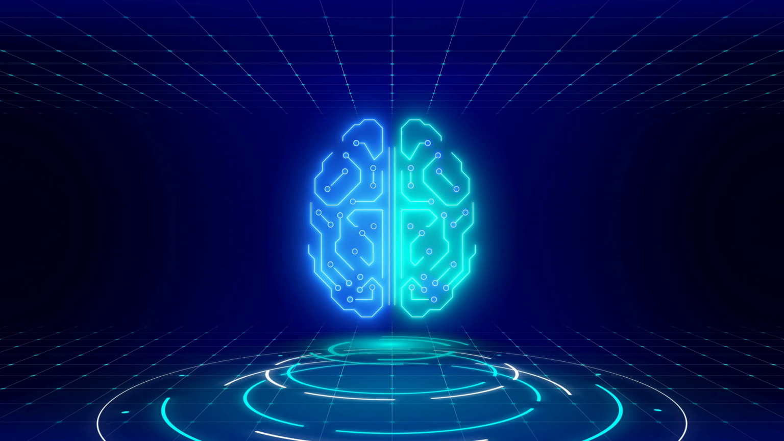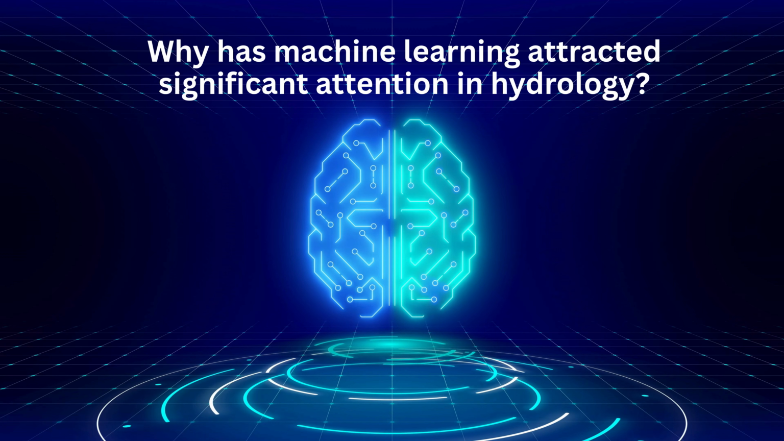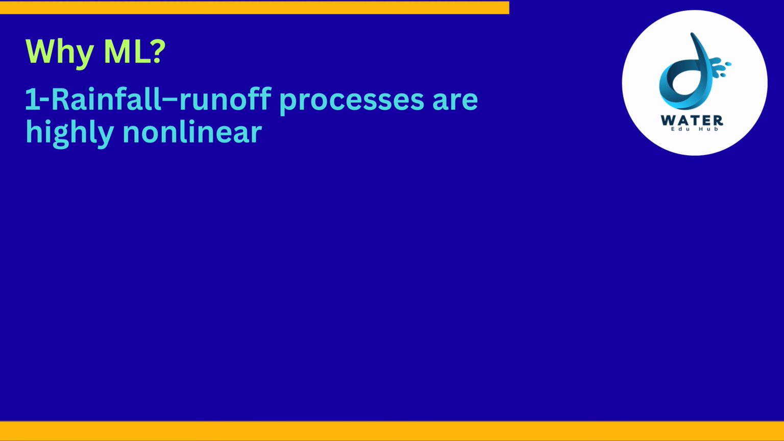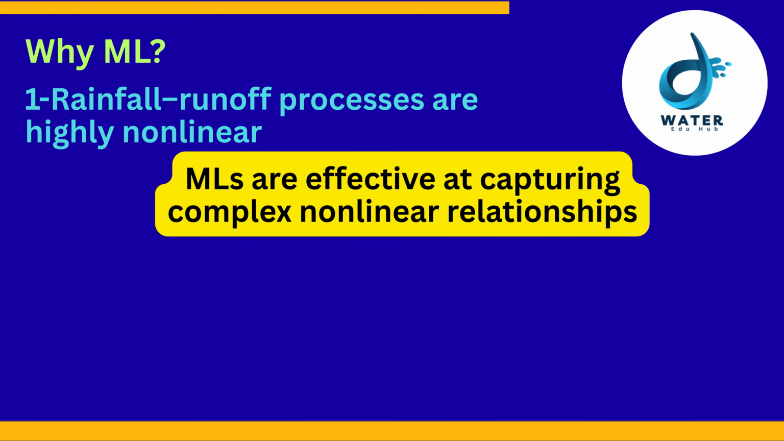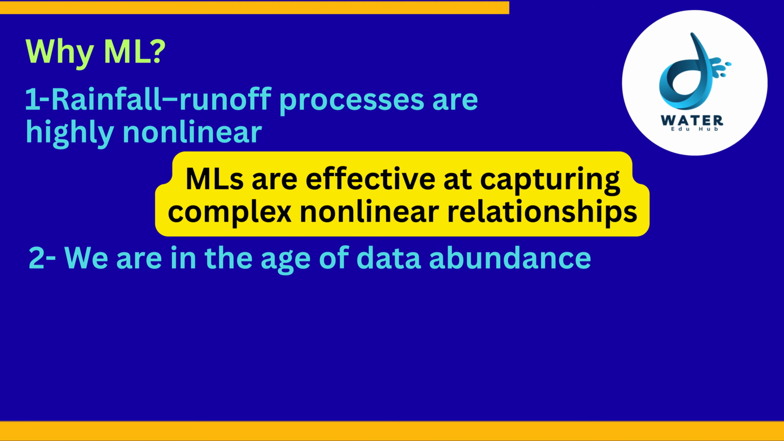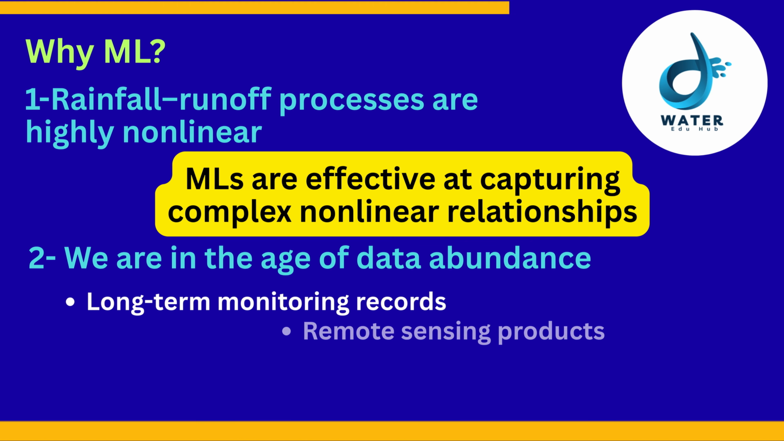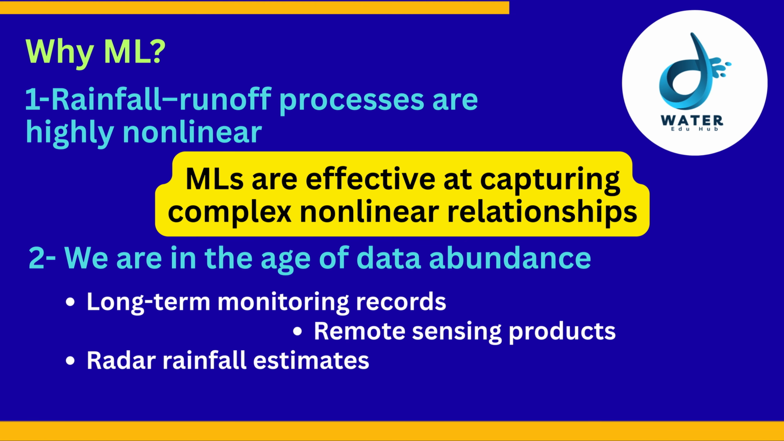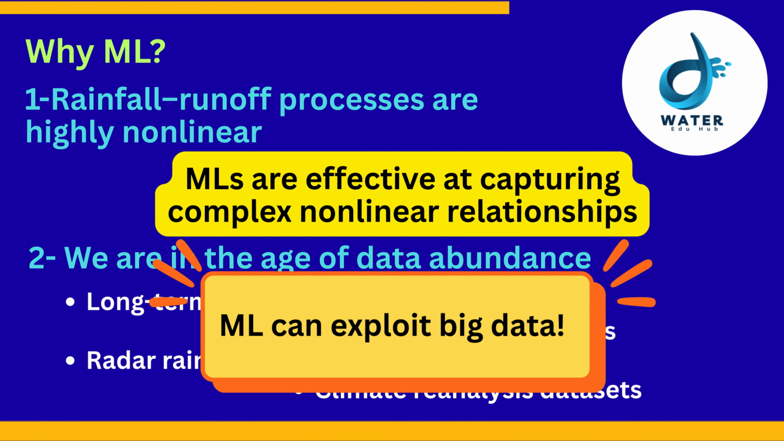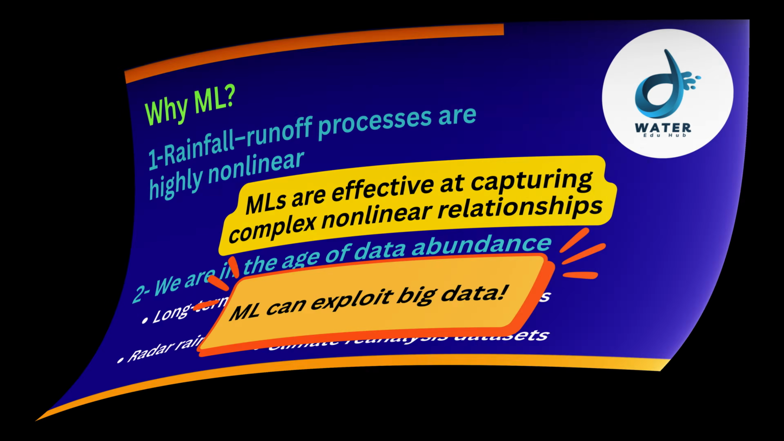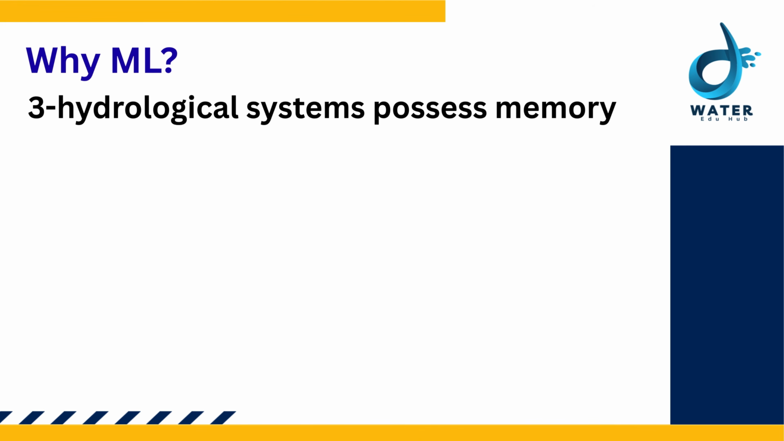There are several reasons why machine learning has attracted significant attention in hydrology. First, rainfall runoff processes are highly nonlinear. Machine learning algorithms are particularly effective at capturing these complex nonlinear relationships. Second, we now have access to far larger datasets than ever before. Long-term monitoring records, remote sensing products, radar rainfall estimates, and climate reanalysis datasets provide enormous volumes of information that machine learning methods can exploit. Third, hydrological systems possess memory.